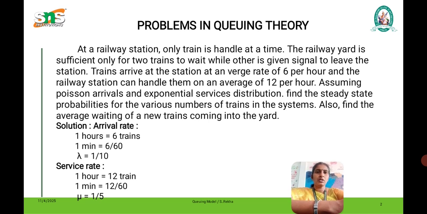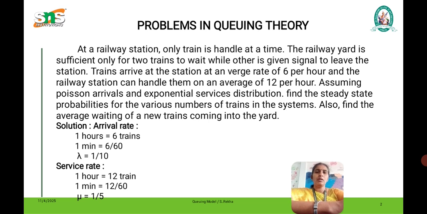At a railway station, only one train is handled at a time. The railway yard is sufficient only for 2 trains to wait, while any other train is given signal to leave the station. Trains arrive at the station at an average of 6 per hour, and the railway station can handle an average of 12 per hour. We are going to find the average waiting time of a new train coming into the yard.